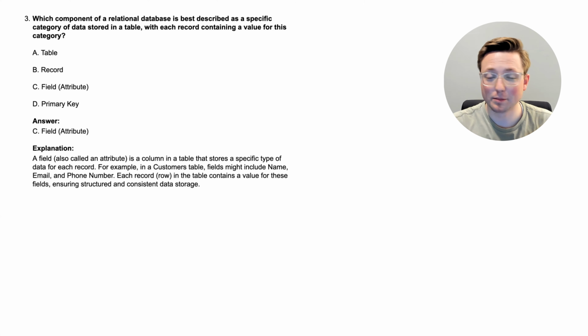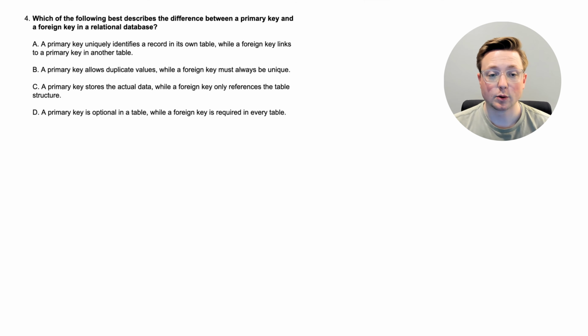So again, we're learning pretty simple stuff here, but this is basic stuff that we need to make sure we know for other things about data analytics. Now let's go to the next question. Okay, here we are at question 4. Which of the following best describes the difference between a primary key and a foreign key in a relational database? So if you know what those are, that's great.